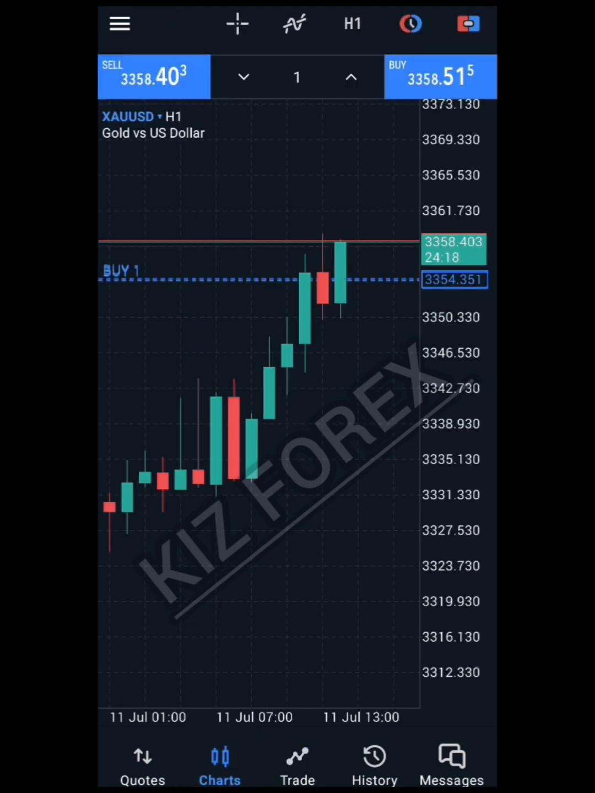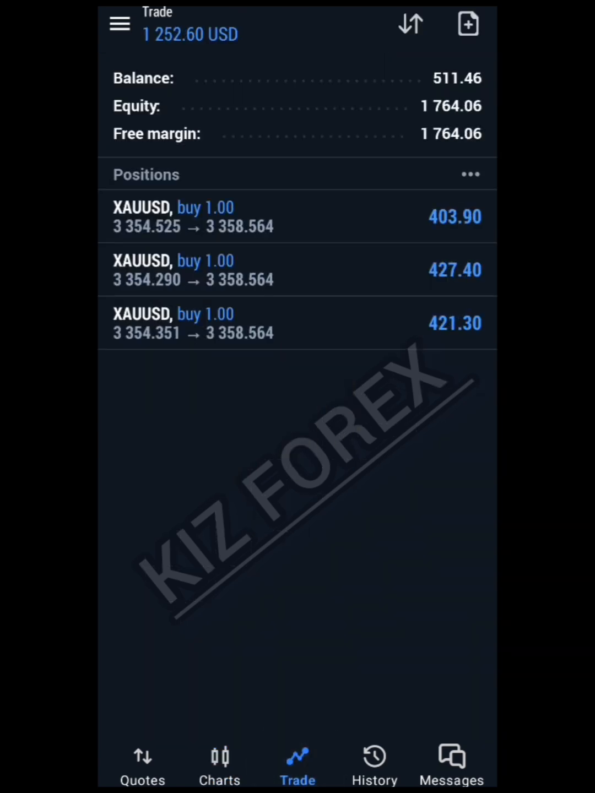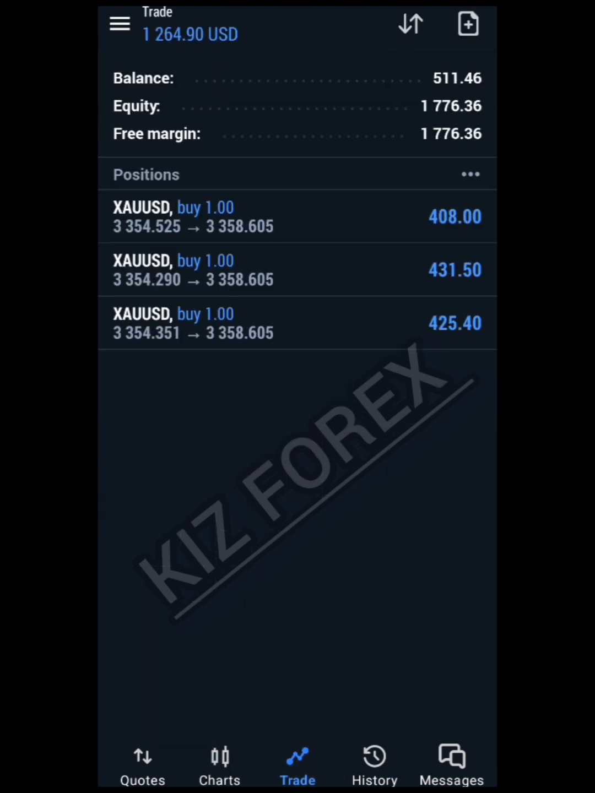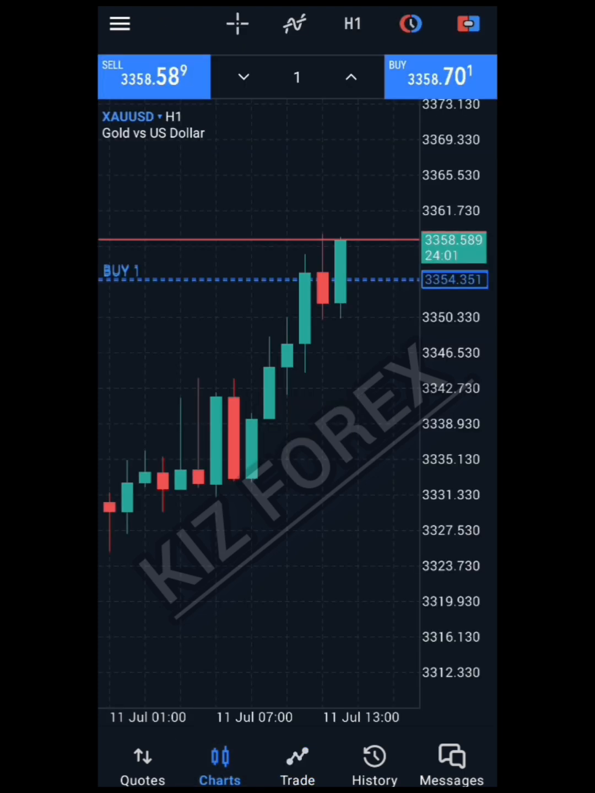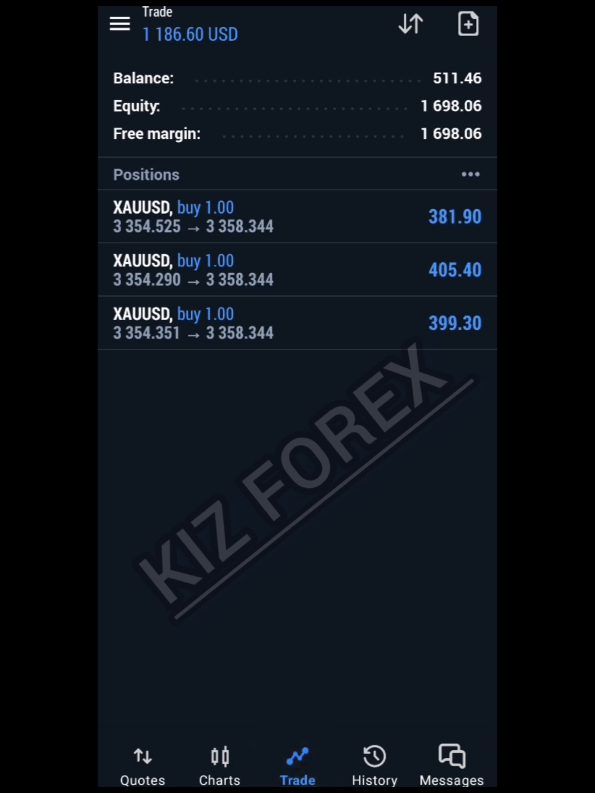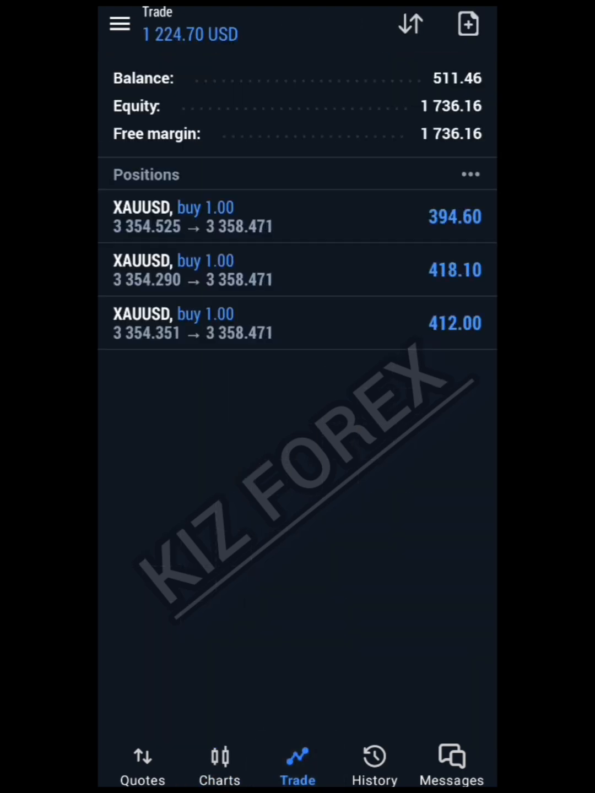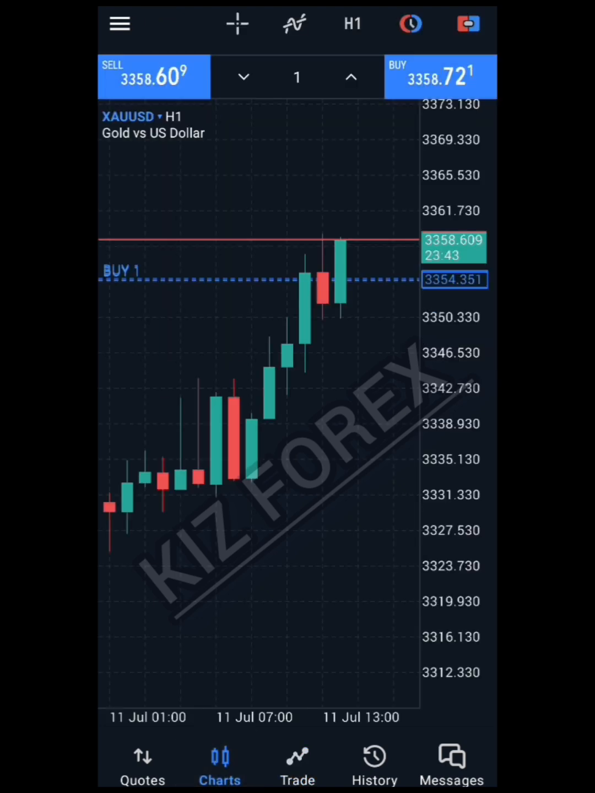Now we can see right now that the market is moving in our favor, and it's pushing up strong, and our equity right now is almost standing at 1700, floating into 1800 US dollars. So right now let's see how the market will give us what we want today, and let's see if we'll be able to get to our target. Now our floating profit is 1700 and floating into 1800.